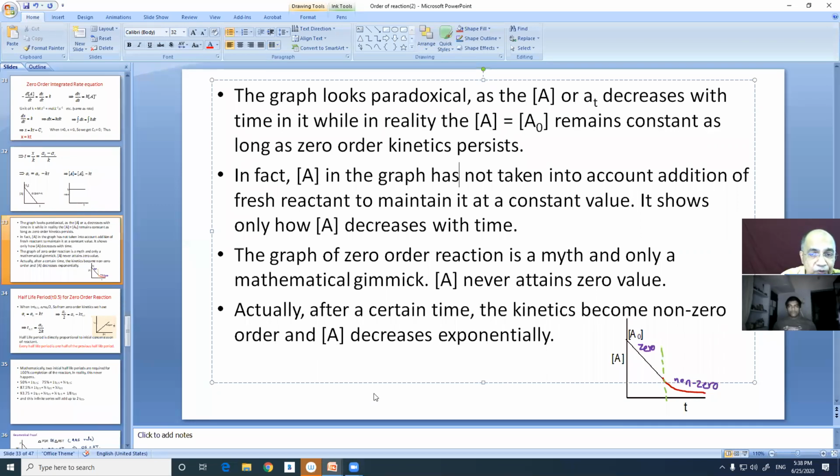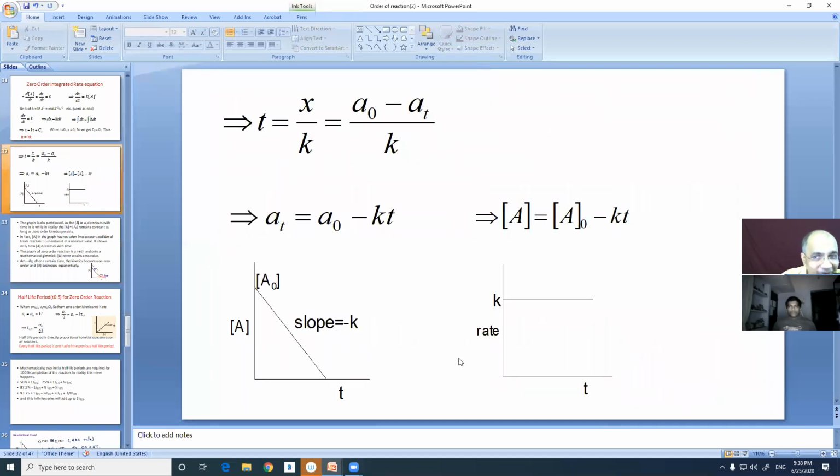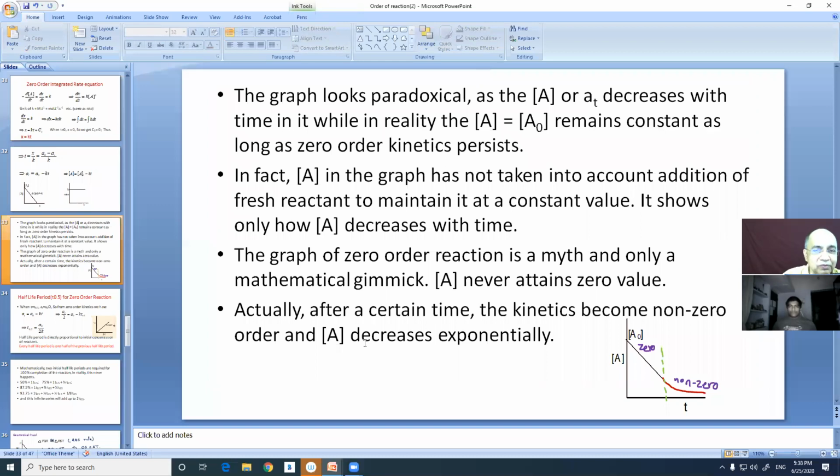But this is not for you. For you, it is this: 100% of the reaction will be complete. But for me, a zero order reaction, which is initially zero order, after some time becomes non-zero, and it is a never-ending process and it will never be 100% complete.